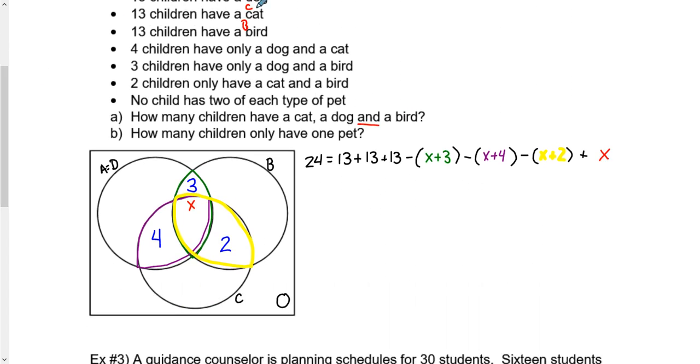So now you have to pay attention here. We have to combine the like terms. 13 plus 13 plus 13 is 39. Okay? But then we have to subtract 3. So 36. Subtract 4. 32. Subtract 2 is 30.